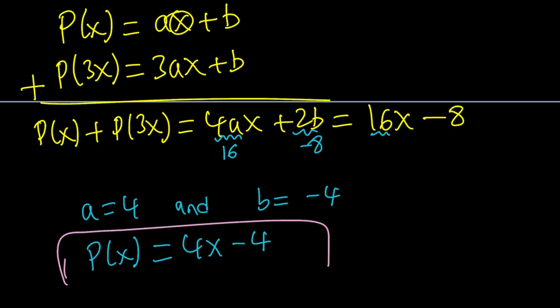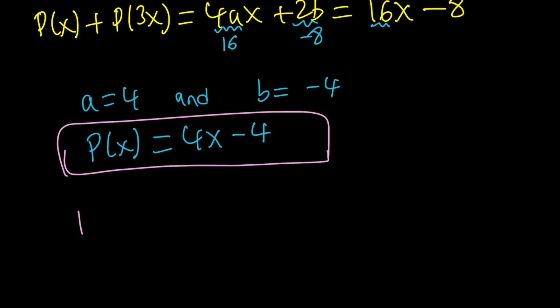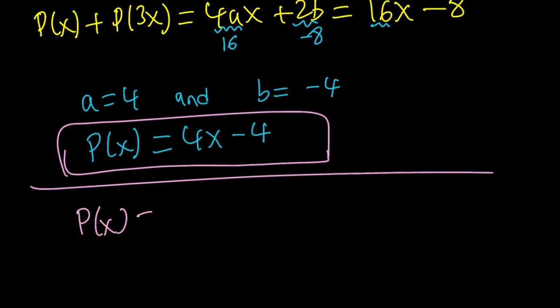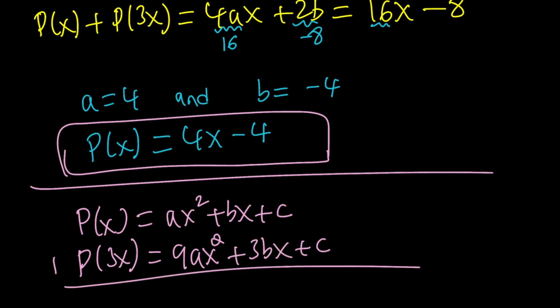Now the question is, is there another solution for this equation? Here's the thing. Could p be quadratic? You can actually go ahead and test out the quadratic case. So suppose p of x can be written as ax squared plus bx plus c, and then p of 3x is found by replacing x with 3x, which gives you 9ax squared plus 3bx plus c. And when you add these two things, you're going to get 10ax squared plus 4bx plus 2c.